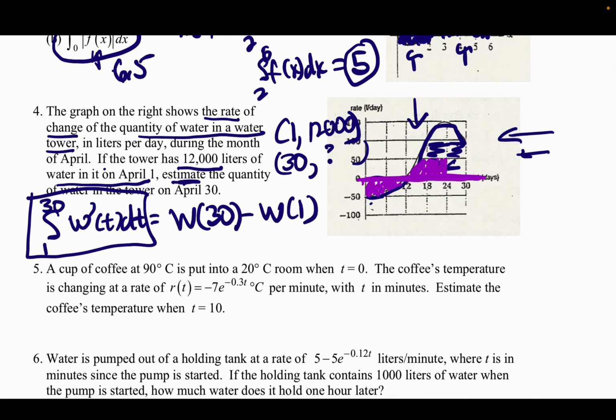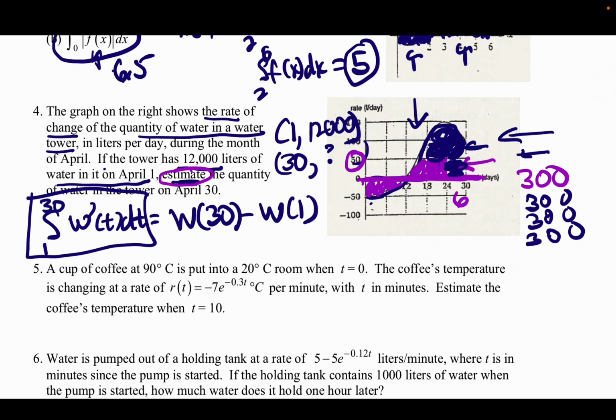So now I'm going to add up the rest of the squares that I see, and it did just say estimate the quantity of water in the tower. Notice it's 6 by 50, so each square is worth 300. This one's 300 right here. This one would give me another 300. This one would give me another 300. And these two kind of go together to maybe give you another 300. So that whole thing, I think, is going to be 1,200.